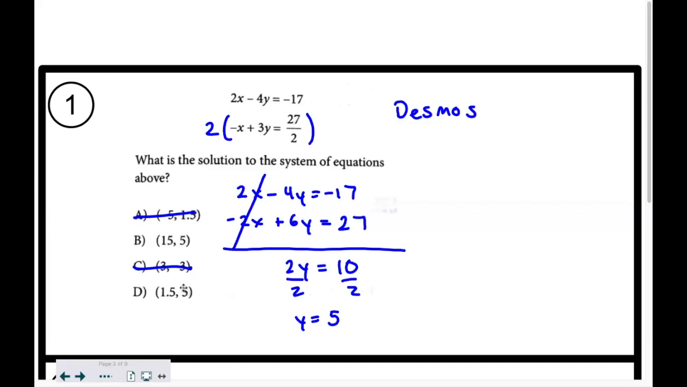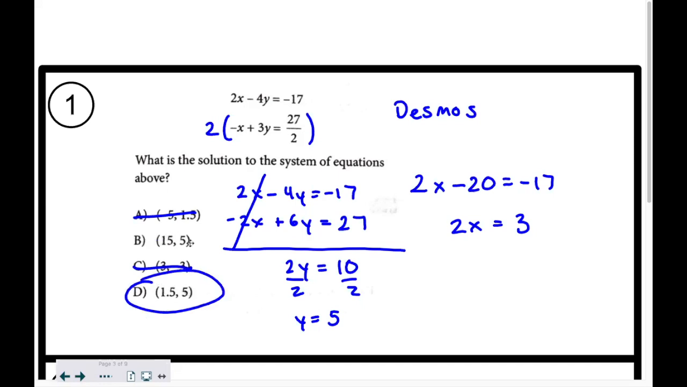So that means I just have to go back to one of the equations. I'm just going to pick the first equation, and I have 2x minus, I put 5 in, 20 equals negative 17. And then I'm going to add 20, so I get 2x equals 3. And then I'm going to stop there, because this is what we were talking about last week too. We can stop the problem slightly early because we don't have to show all of our work. 3 divided by 2 is just going to be 1.5, definitely not 15.